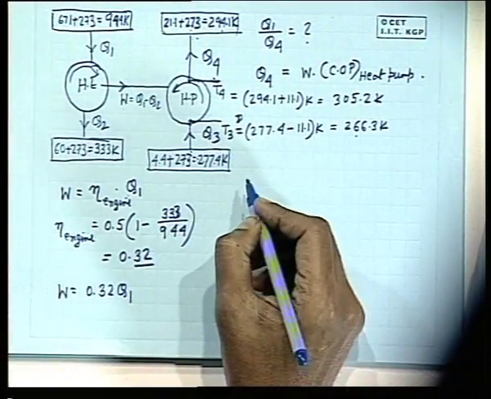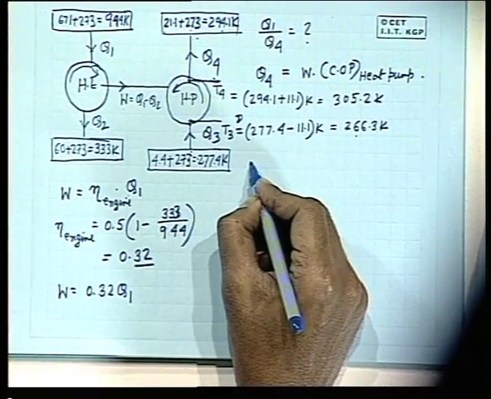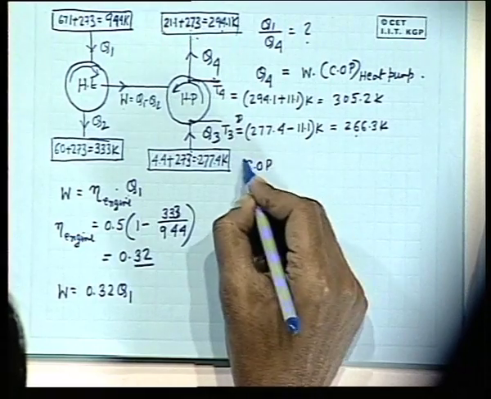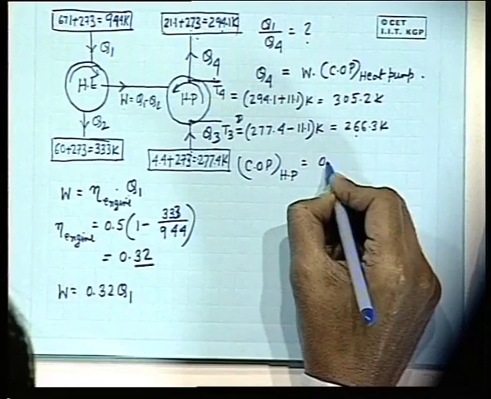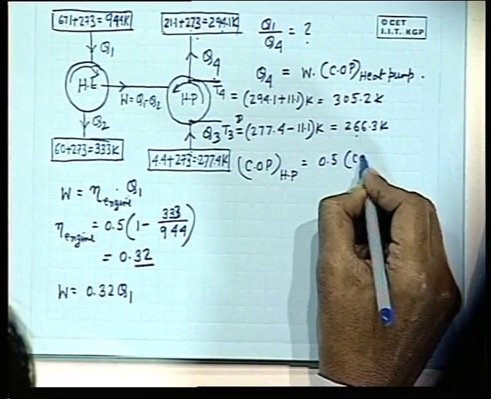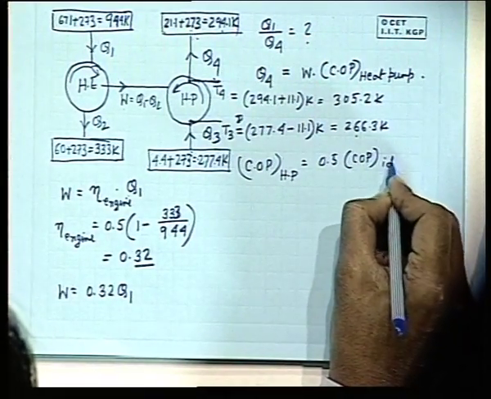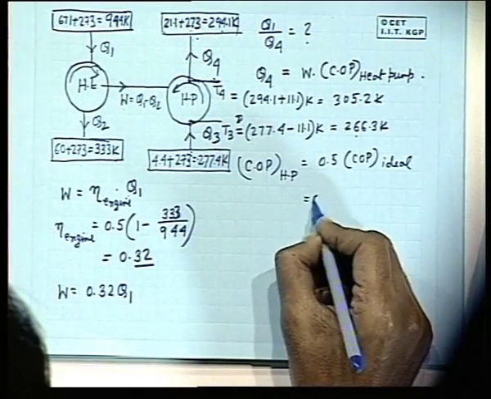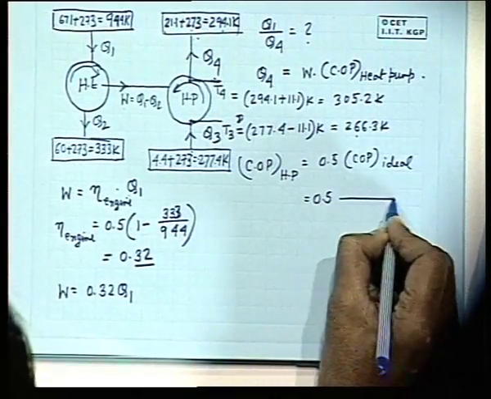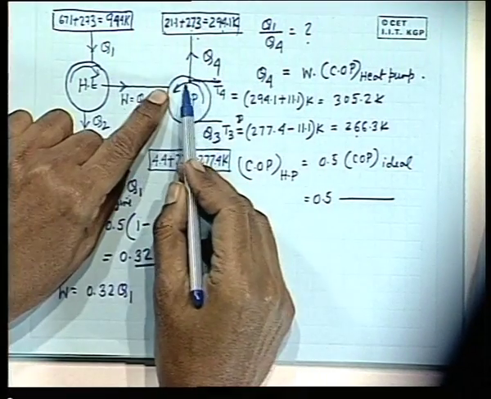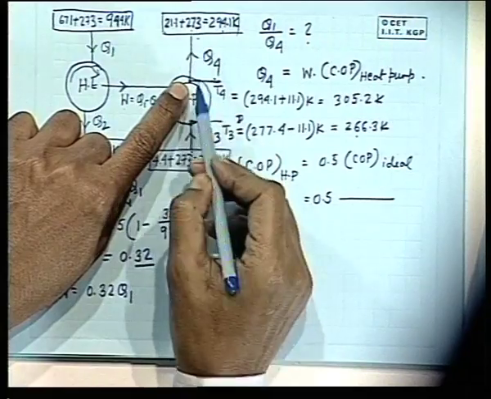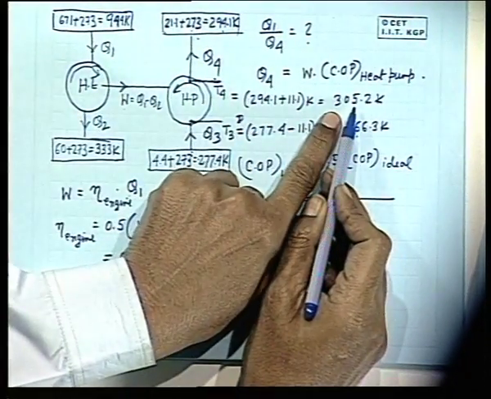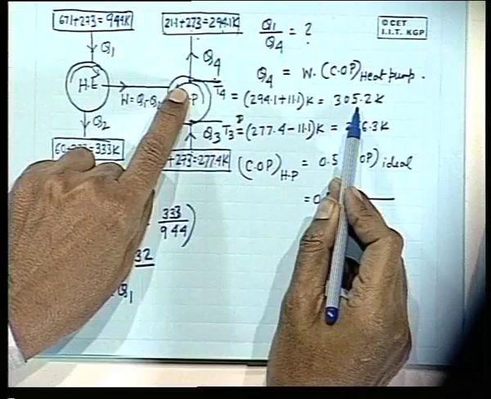Okay. Then now we have to find out the ideal. Now COP of the heat pump is equal to 0.5 into COP of the ideal heat pump. What is the COP of the ideal heat pump? That can be written as, now for the COP of the ideal heat pump, we have to consider a heat pump which is ideal, then the reservoir chosen by the heat pump has to be of this temperature, so that it can reject heat to this temperature.